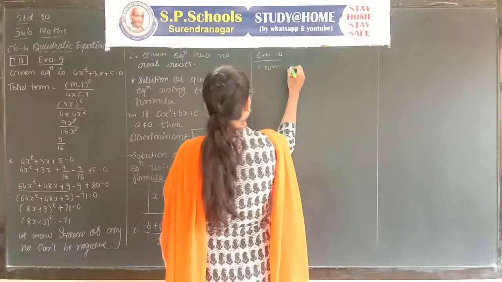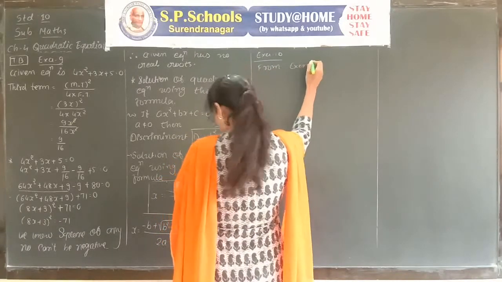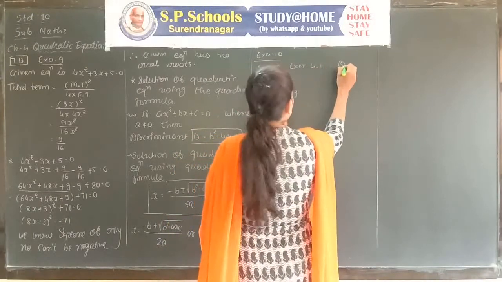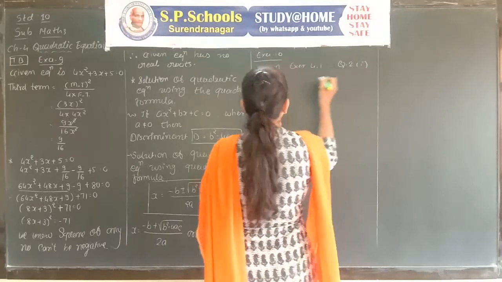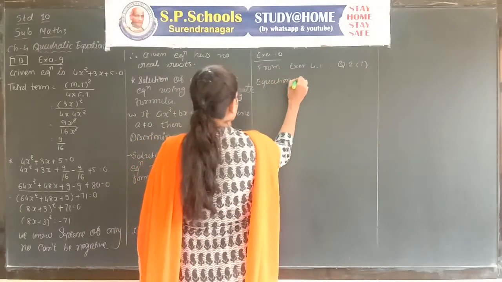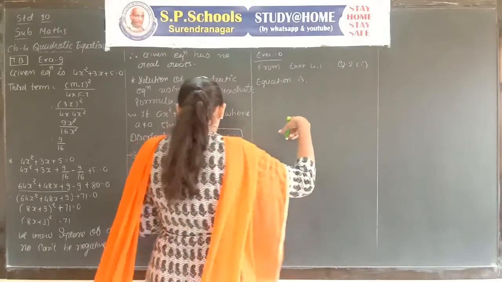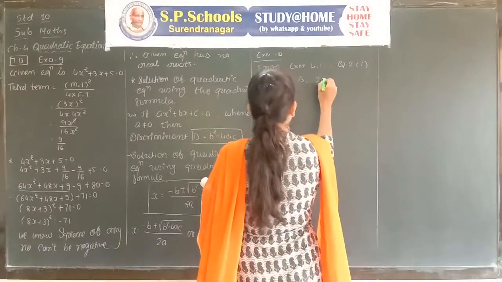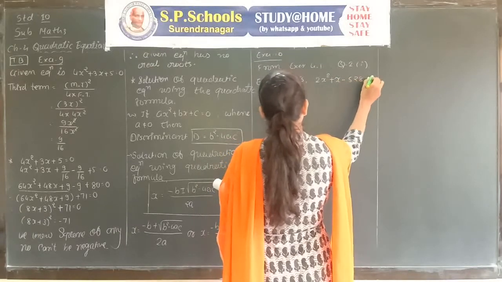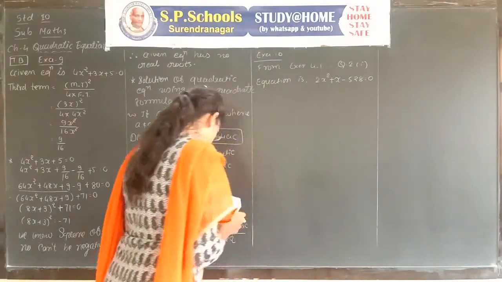From exercise 4.1, question number 2, the first equation is 2x square plus x minus 528 is equal to 0.